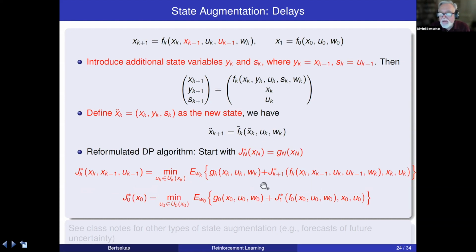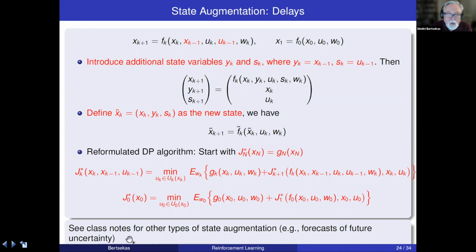So we are going to be revisiting state augmentation techniques as we go along. Your class notes contain quite a few examples of state augmentation, including the case where you have forecasts of future uncertainty. Like this w_k does not have a fixed probability distribution, but it may be changing depending on forecasts that you receive during the process of control. You can deal with such situations with state augmentation. And there are examples like this in your notes. You may look at them.